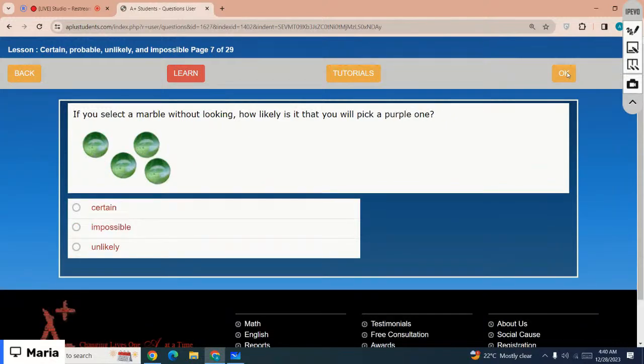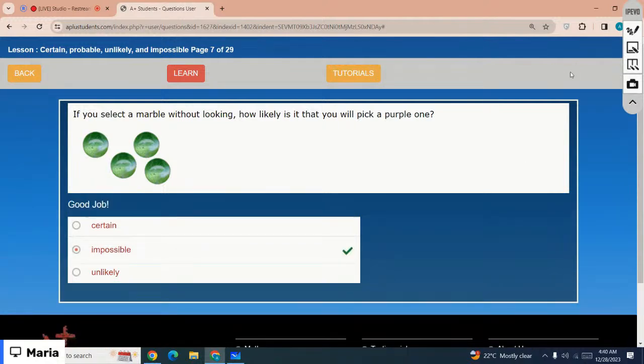If you select a marble without looking, how likely is it that you will select a purple one? Which is the correct option? That means impossible because all of them are green, so it is impossible you will select a purple one, right?